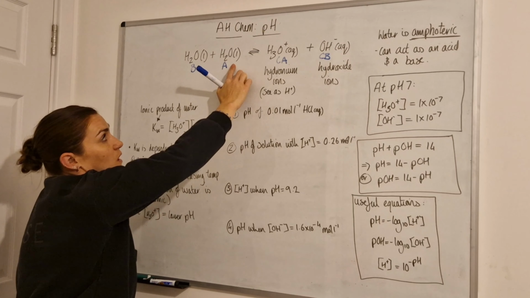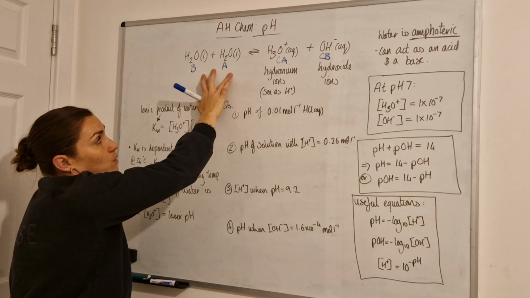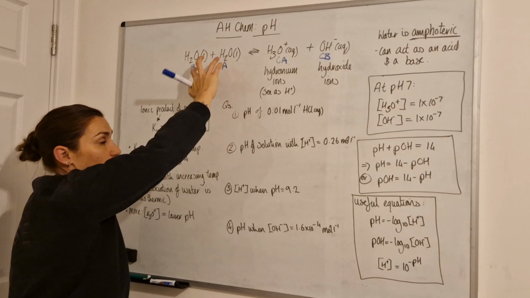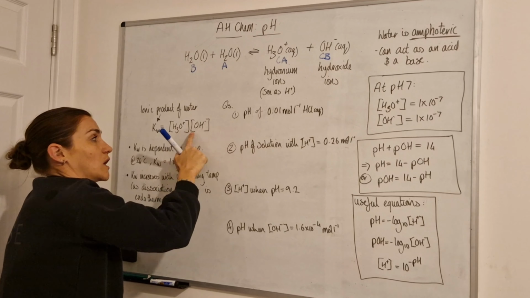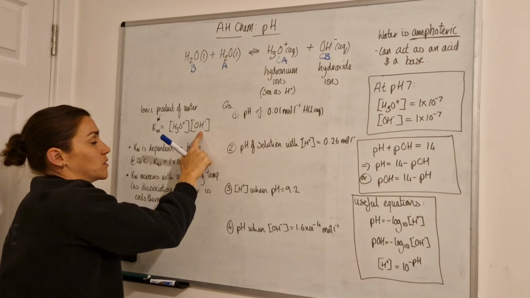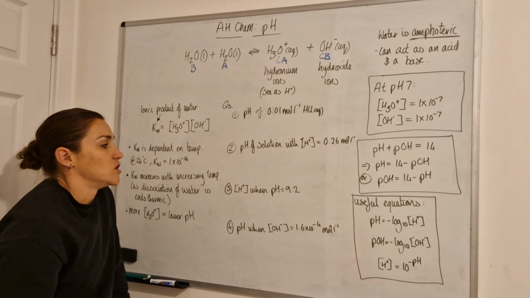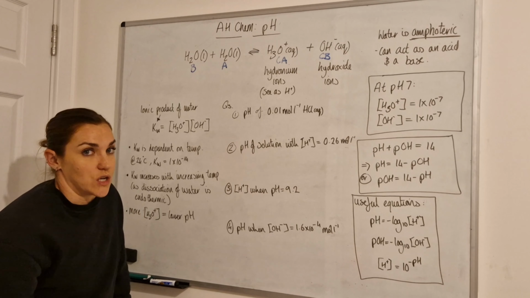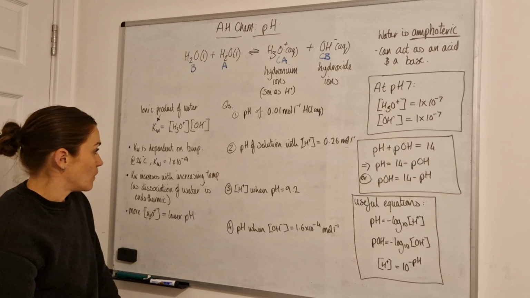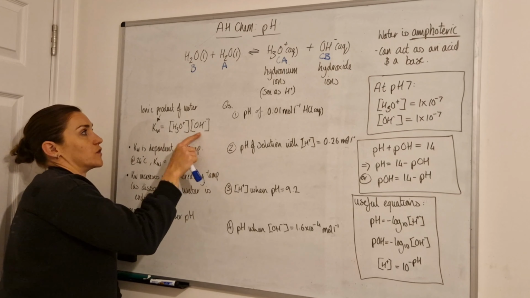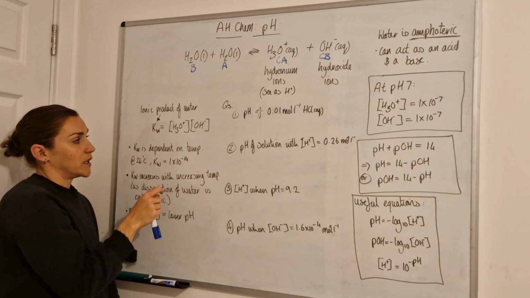However, pure liquids and solids are not included in equilibrium expressions, so the H2O molecules are not included, which is why we've just got the hydronium concentration times the hydroxide concentration. Anything that's ever in square brackets in equations just means it's a concentration that we're talking about. Okay, so this is the expression for the dissociation of water.